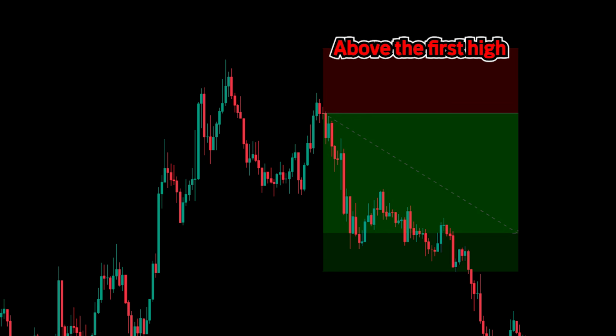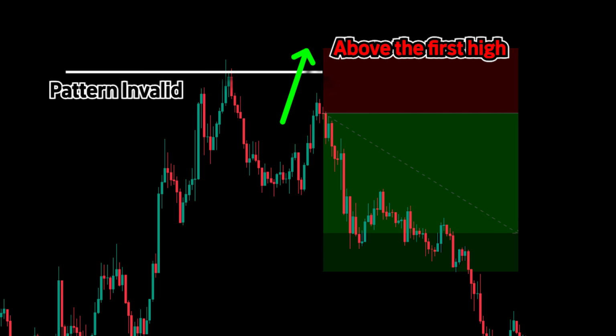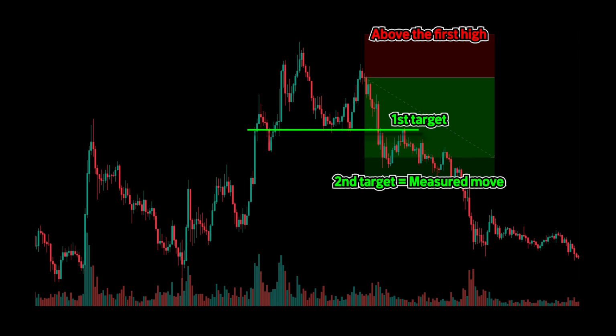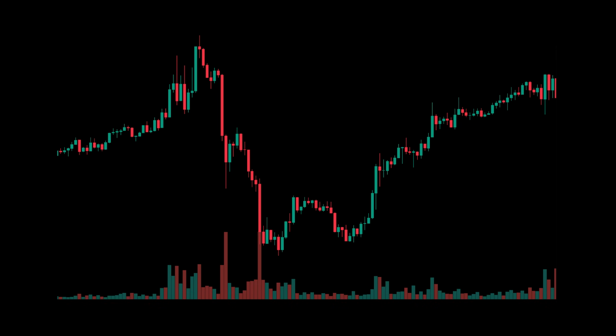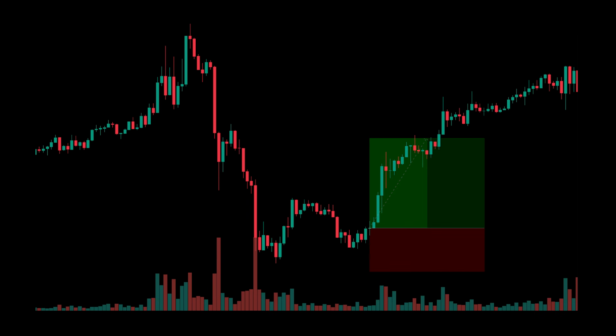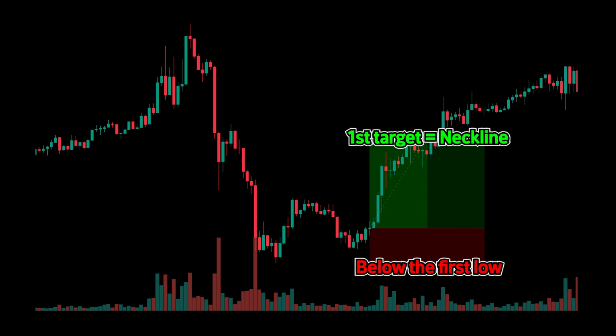Stop loss goes just above the first peak. If price breaks through there, the double top structure is broken. Exit immediately. Set your first target at the neckline. If price breaks through the neckline with momentum, you can extend the target using the measured move. For a double bottom, apply everything in reverse. Near the second low, look for a doji or volume drop. Enter long, stop loss just below the first low, first target at the neckline.